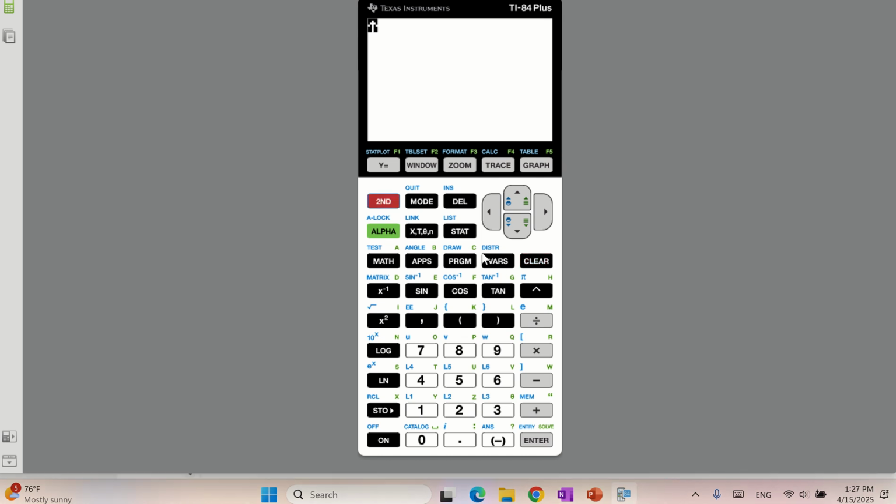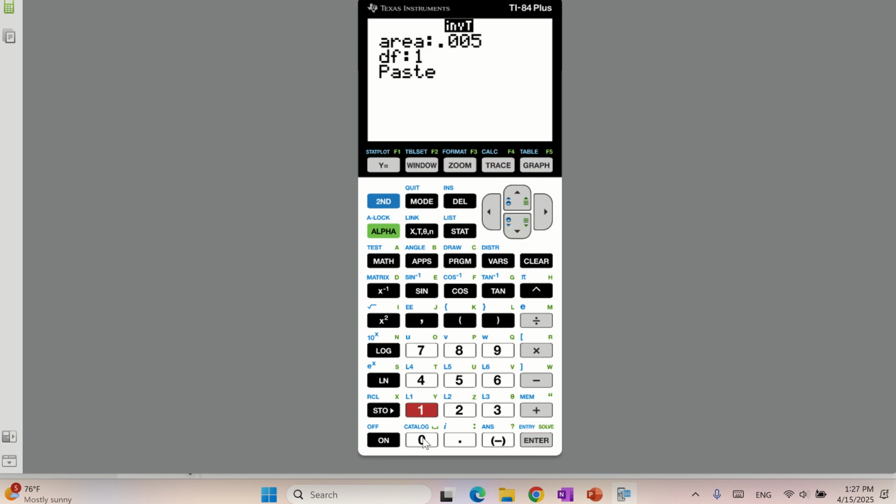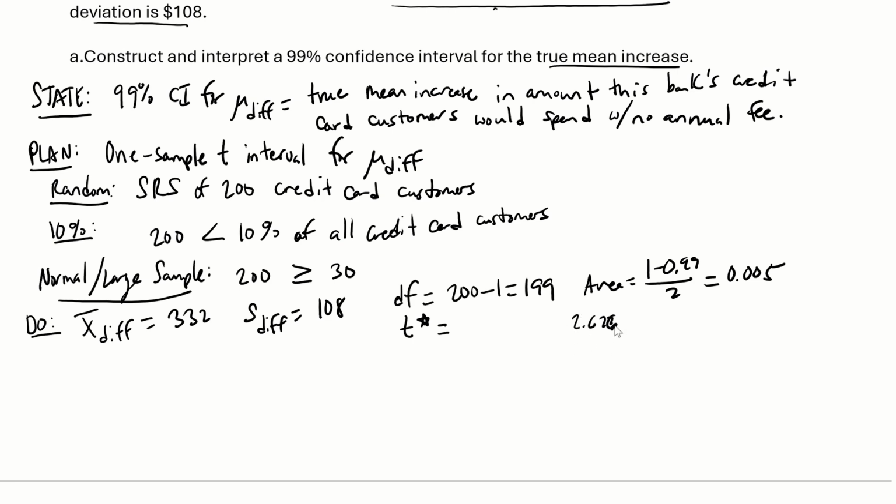So we're going to go to second vars, then inverse t, 0.005, that was our area. We don't want to use 100, we want to use the actual one, which is 199. And it's 2.600, 601 technically. So that's pretty close to 2.626, but the actual was 2.601 from the calculator. We're going to use that, but you can use 2.626 and that'll be fine if you use the table. So this is the calculator.